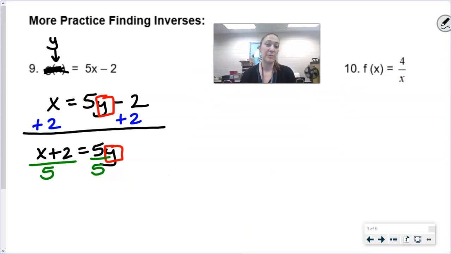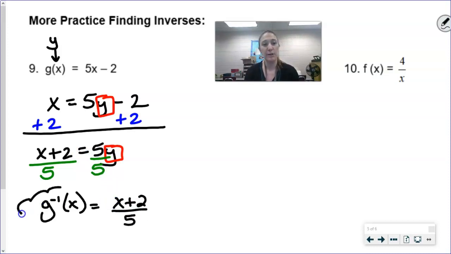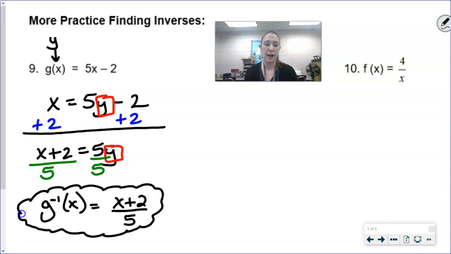So here I do have to be careful about the name. Let's go back for a moment. G of x was the original function, so its inverse is called g inverse of x. So it looks like g of x, but you stick that little -1 in the exponent position. And then I'm not going to simplify this because I'm too lazy. So x plus 2, all of it over 5. If you wrote 1/5 x plus 2/5, you are better than I. Sorry, I'm feeling lazy today.